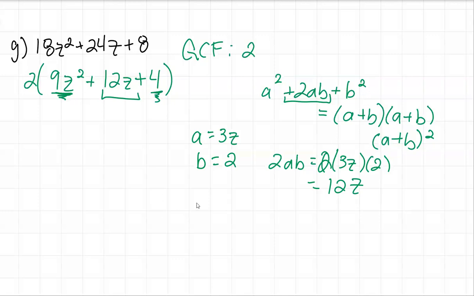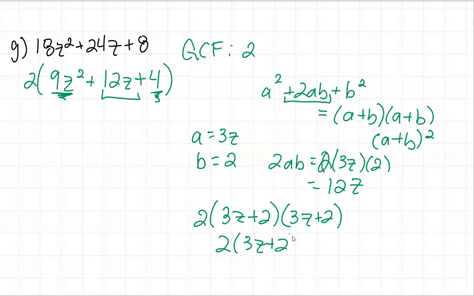I can cheat. I can use this shortcut to just write 2 times 3z plus 2 times 3z plus 2, or 2 times 3z plus 2 squared. Okay. Use the shortcuts if you can, guys. If this is too confusing, then from here, you could have factored using the steps. Whatever makes more sense to you, I am totally fine with. All right. See me in the last part of this video where we're going to solve some equations.